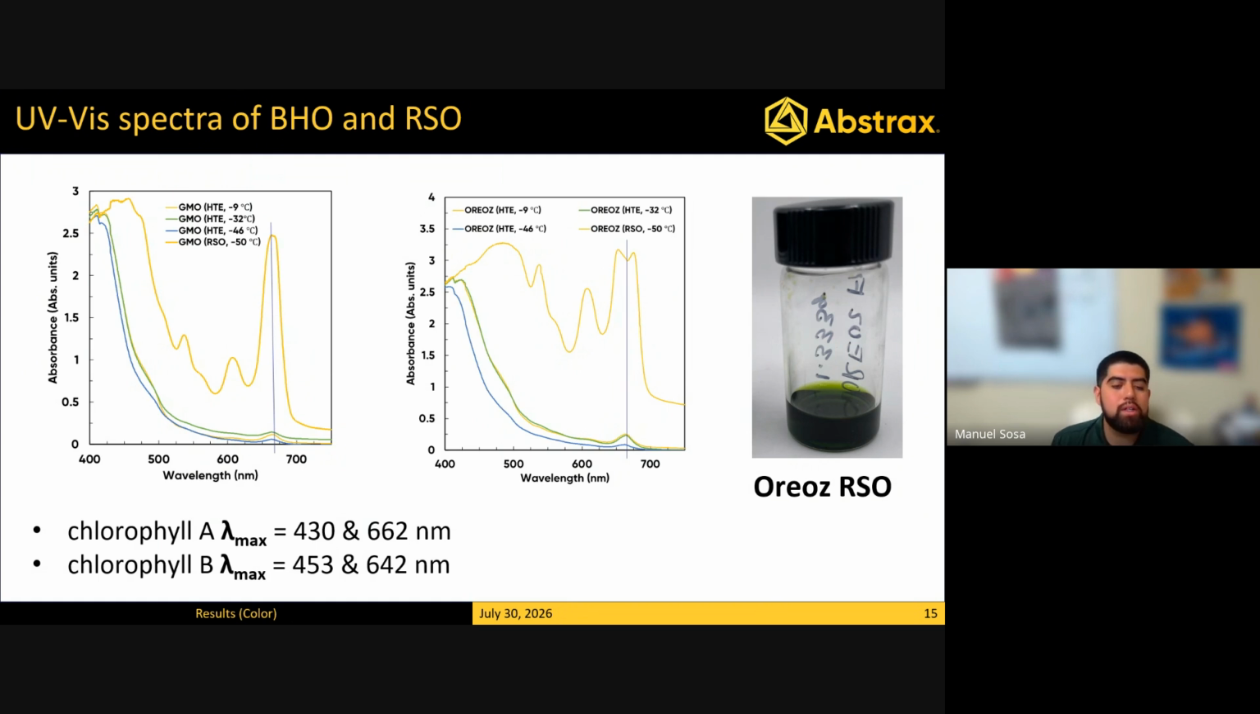When doing a quick literature search, you can see that the lambda max for chlorophyll A falls between 430 and 662. You have two peaks for chlorophyll A. So this gave us the conclusion that the bump in our actual BHO means there is still some chlorophyll in there. But it does decrease as you decrease your temperature. We want to dive further into this in the future to see if there are any sensory aspects that we can see.